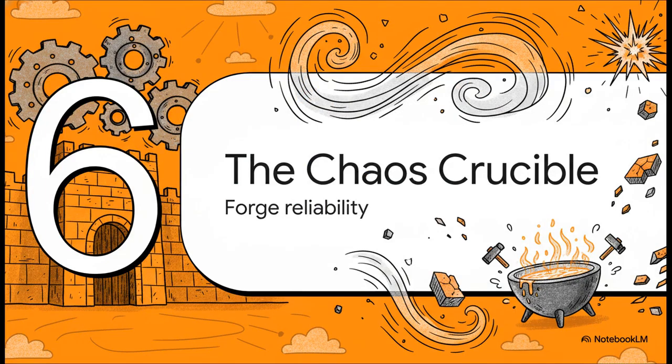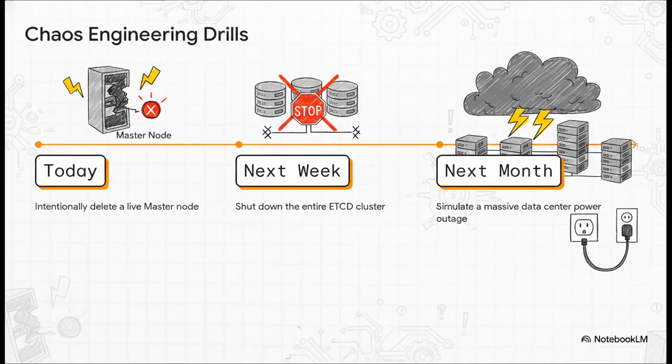And finally, part 6, the chaos crucible, forging reliability through destruction. So, you've built this impenetrable 5-layer fortress. Great. How do you actually know it works? True reliability comes from intentional destruction. This is chaos engineering. Today, your team's drill might be to log in and literally delete a live master node. Next week, maybe you shut down etcd completely in staging. Next month, simulate a massive data center power outage.